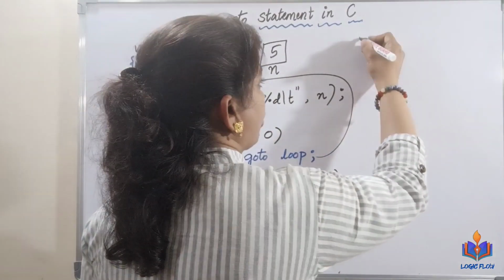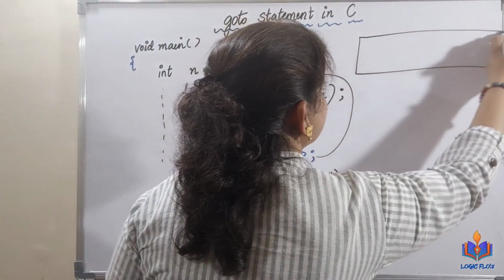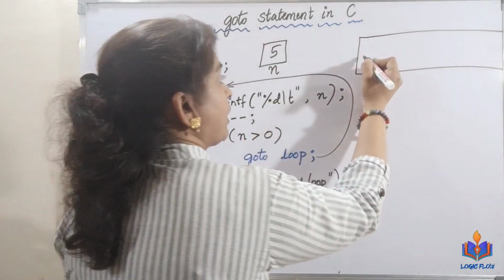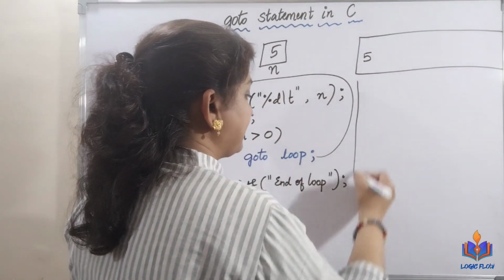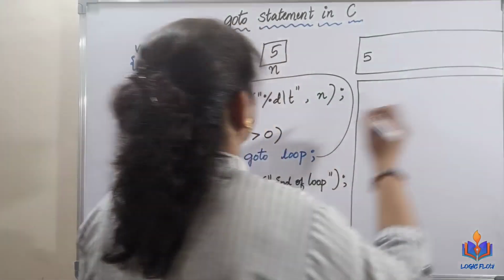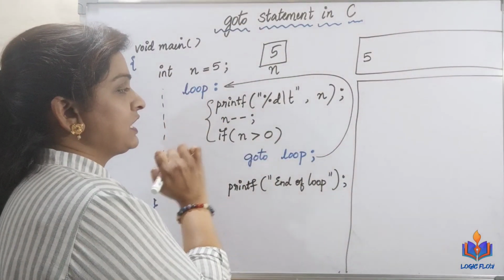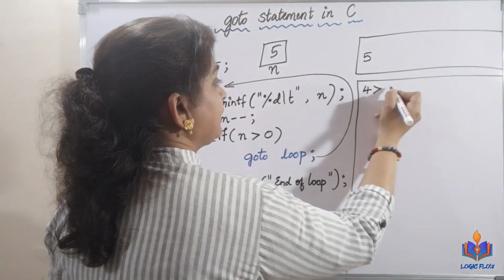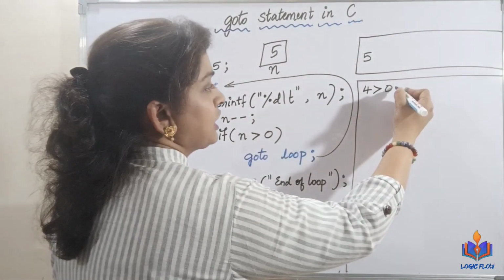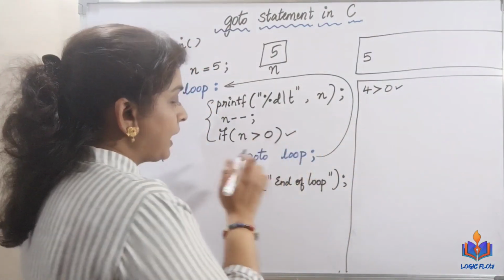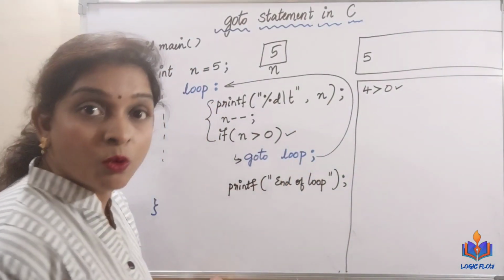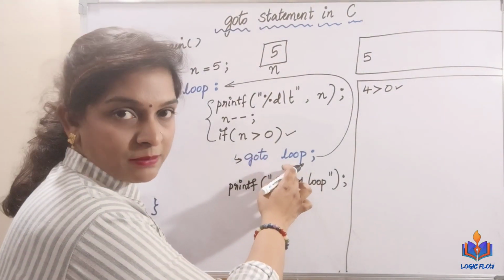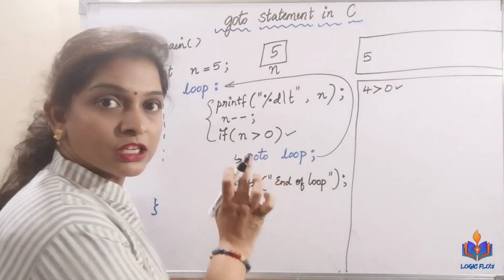So let me write the output screen here. So in the output screen, the first output that I'm going to get is I'm going to print the value of n. So n value is 5. Let me write the iterations here. Then the n value gets decreased, n becomes 4. Now check the condition. Is 4 greater than 0? Yes. Condition evaluated as true. Execute this immediate statement, which is the goto statement, followed with the label name loop. Label name can be anything. Here I have used loop.